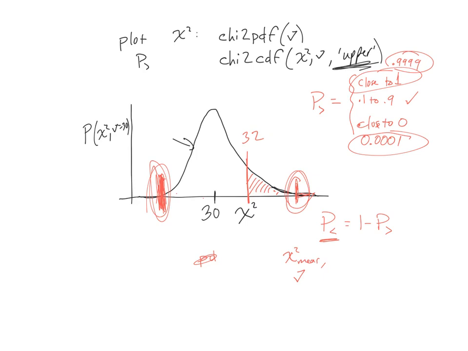So anyway, you can play around with that. P less than is also chi2cdf, chi-squared, nu, and you don't have to hand it the argument for upper.